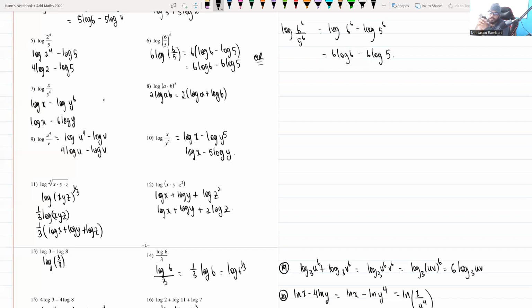Number 12, similar, but you have to be careful. I cannot put the 2 in front of the entire thing because the 2 is only on the power of z. If I had a power outside here, let's say the power outside here was 3, then I could have distributed the 3 in front. But for number 12, the first thing I have to do is use law 1, then I will use law 5 on the last term alone.